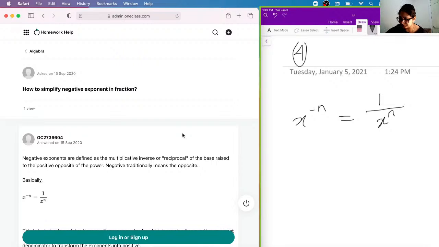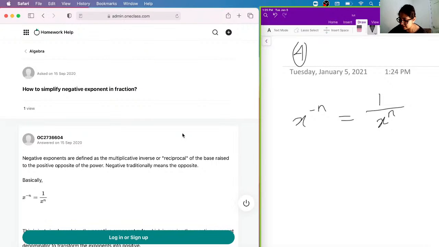And so what you have to do, so this is just simply applying the negative exponent rule, which is moving the negative exponent in the denominator to the numerator, and the negative exponent in the numerator to the denominator to transform the exponents into positive.